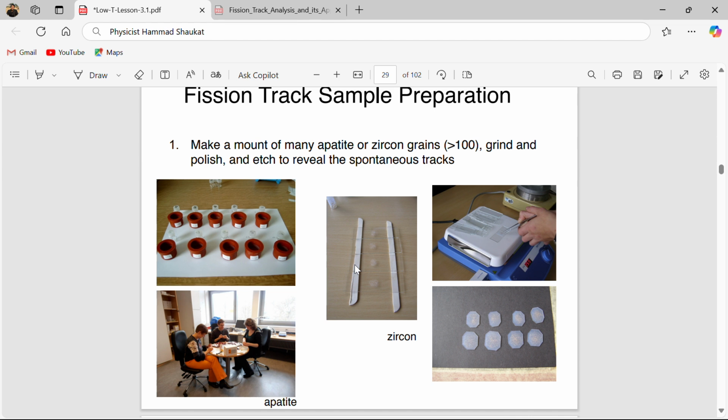Now these are the fission track sample preparation steps. Mount many apatite or zircon grains, less than 100 grains, then polish and etch them to reveal the spontaneous tracks. So we are going to reveal the spontaneous tracks using apatite or zircon grains, polished and etched. These are the images.